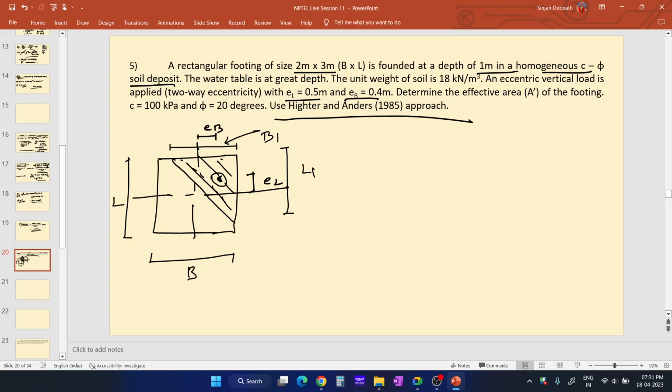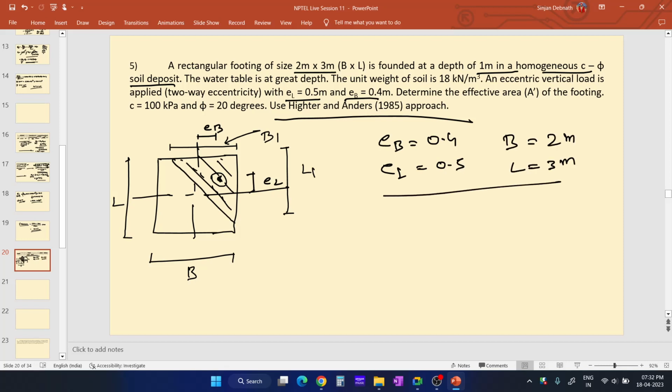So now we need to check some conditions. We know the value of EB is 0.4, EL is 0.5, B is 2 meter and L is 3 meter. All this information is given in this particular question. Now we need to check EB by B. So 0.4 by 2, it is 0.2, which is greater than 1/6.